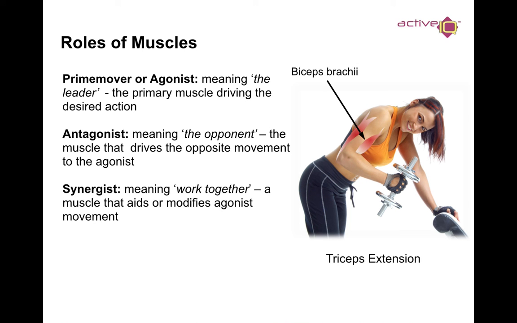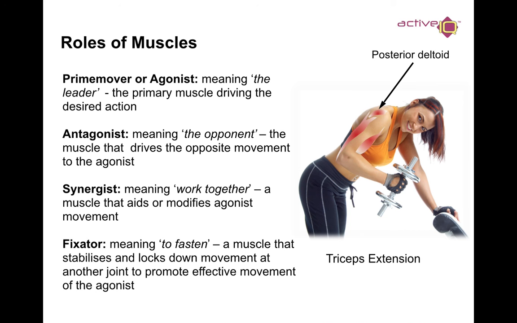You've got the synergist, meaning working together, a muscle that aids or modifies agonist movement, okay? In this case, it's posterior deltoid at the top, so that's aiding, okay? That's helping aid the movement of the weight that's being moved, okay? But it's not directly responsible for the movement. It's just helping, okay? A synergist is something that helps something along.